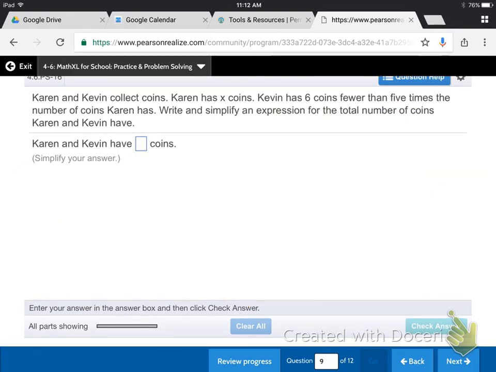Okay, one more word problem. It says Karen and Kevin collect coins. Karen has X coins. Kevin has 6 coins fewer than 5 times the number of coins Karen has. Now that sounds confusing, but we'll work it out. Write and simplify an expression for the total number of coins Karen and Kevin have. Okay.